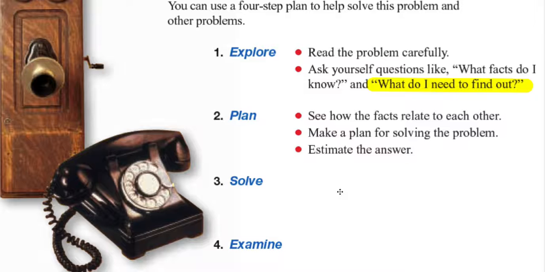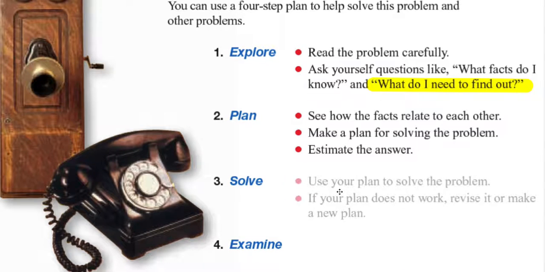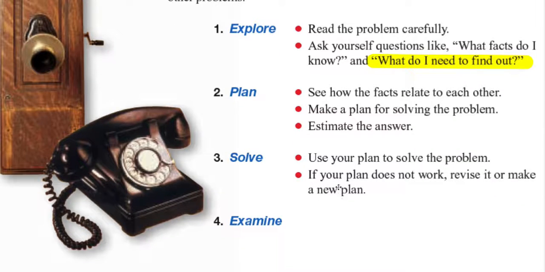The third step for solving a word problem is solve, of course. Use your plan from step number 2 to solve the problem. If your plan does not work, revise it or make a new plan. And this is where work comes in. You should show your work so that you can see where you went wrong if you don't get the correct answer.